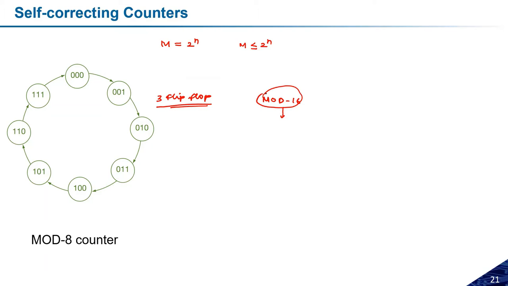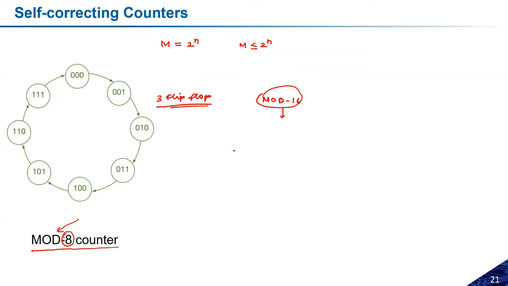One very important thing that we have to understand: mod 8 counter indicates that the total number of stages that we are going to follow or count is 8. Okay, so this 8 indicates the number of sequences that it is going to follow or count.